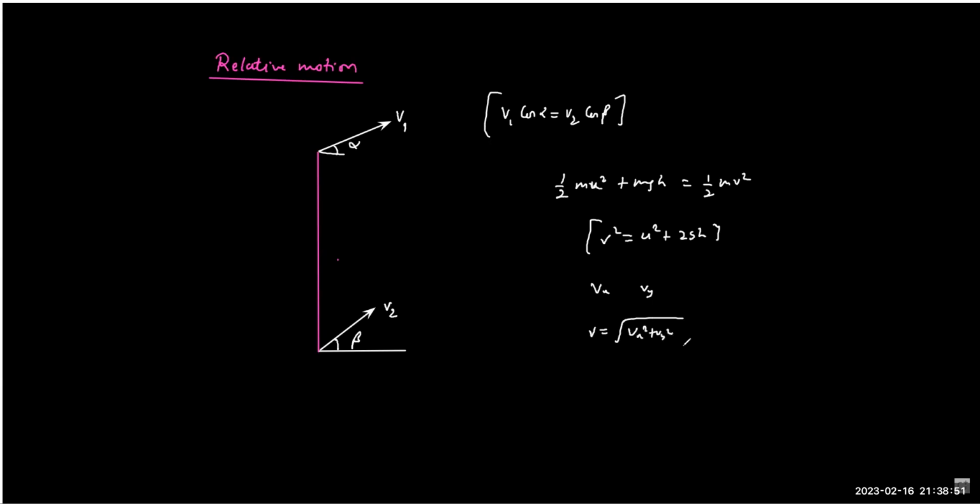If you want to find v, then you have to do this. Let's say this is ux square, and this becomes uy minus gt whole square. If you do so, what will you get? ux square, uy square, minus 2uy gt. I think you can find this will become u square.